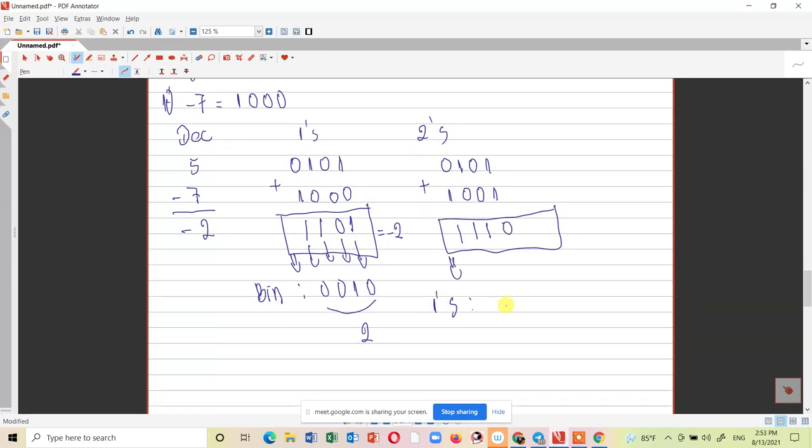When we want to find the value in decimal, we convert from this 2 complement to the first complement. First complement means that we take the last result, 1, 1, 1, 0, minus 1. So this is again our 1 complement: 0 minus 1 is 1, 1 minus 1 is 0, then 1 and 1. This first complement is minus 2. This is the way we use 1 complement and 2 complement.